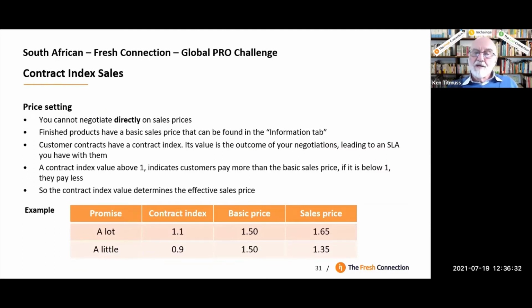Again, on the sales side, we have this contract index, and as I mentioned, the more we offer to our customers, the higher the price. So look at the contract index, and the bigger the contract index, the more we are promising the customers. But just make sure you deliver what you promise, because if you don't, you're going to get penalties.